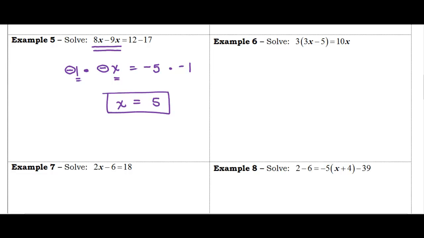In example 6, we have 2 things when we simplify. What was the first thing again that we wrote at the beginning? Remove parentheses. And to do that, we distribute. And we get 9x minus 15 equals 10x.